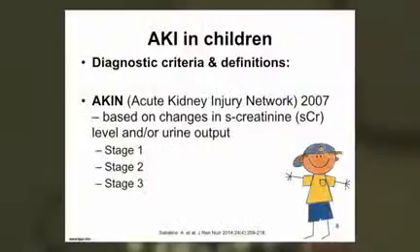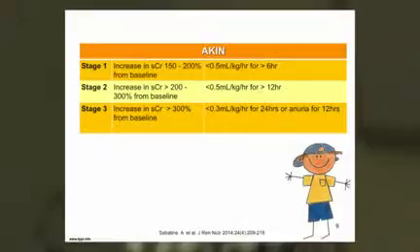There is the AKIN system, where you have the 3 stages. Then I've given you the data, you can have a look at that. There is also the KDIGO system for pediatrics, where they use the serum creatinine level and or the urine output. Again, 3 stages, and again similar, where they look either at the increase in percentage, or in this case, they look at the baseline and how much it has increased.